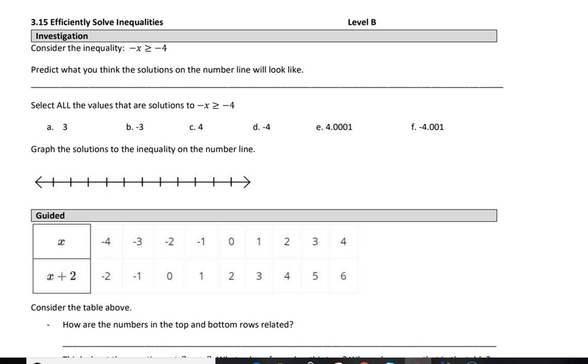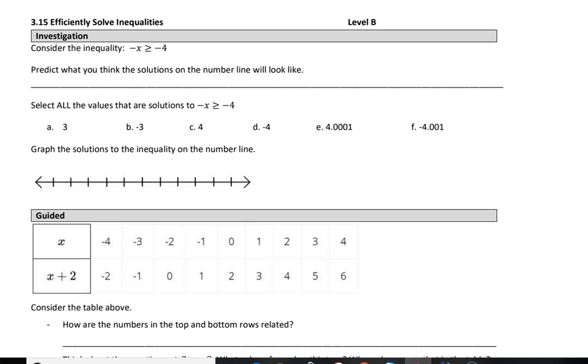I actually want you to try the investigation first and then we'll go over it. So go ahead and pause the video, try the investigation. All right, so my guess is you guys might have something that's going to disagree with what I show you, but that's why I wanted you to try it. So if you have what I have, great. If you don't, fix it.